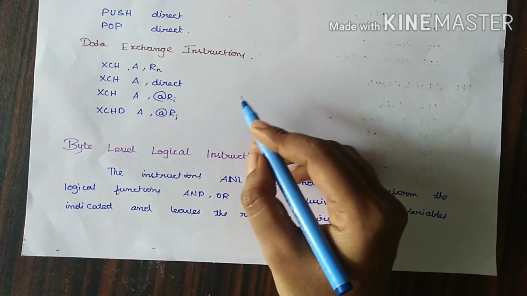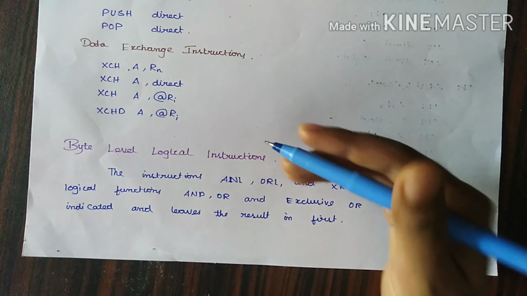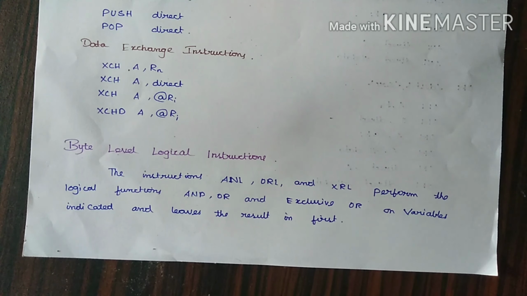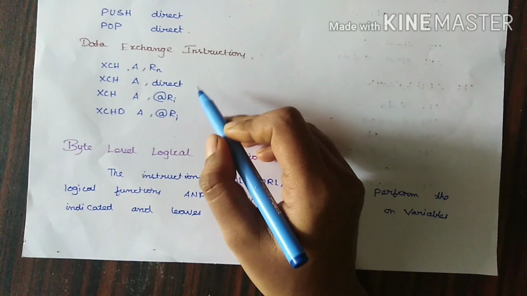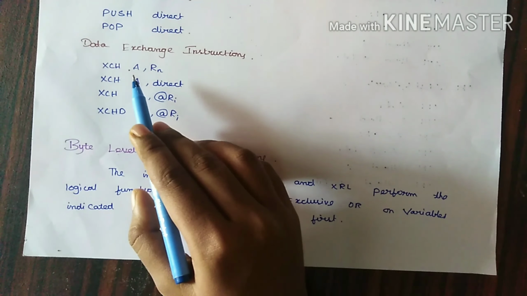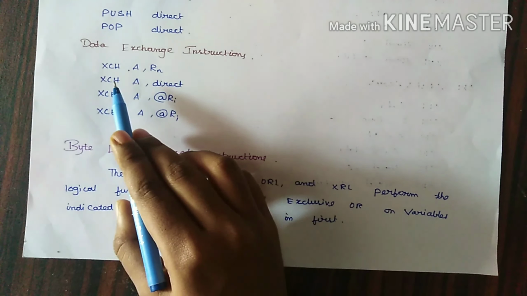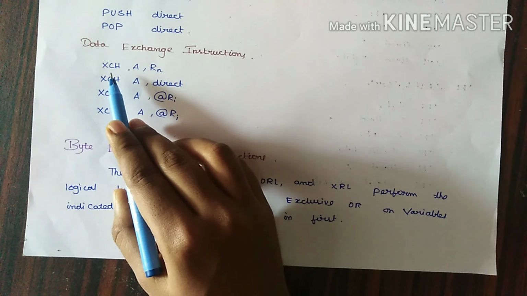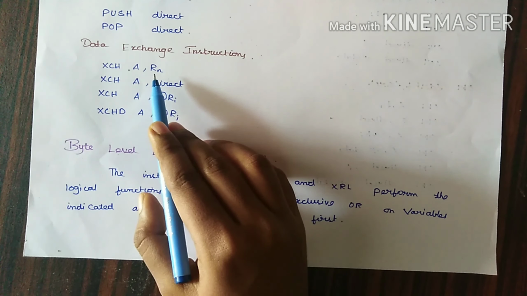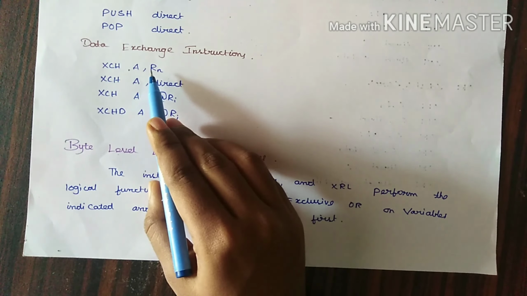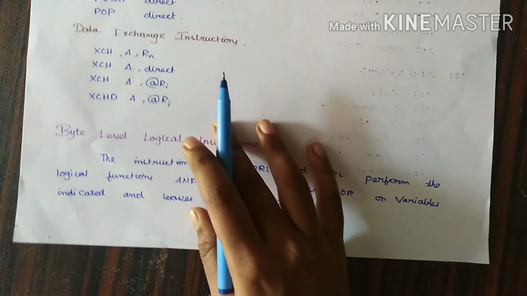And the next instructions are data exchange instructions. Since now we have seen the move instructions, that is, the data from one location will get copied to another location. In these data exchange instructions, the data of both destination and source will get exchanged between them. So here XCH denotes exchange. XCH A comma Rn makes the data of register Rn and the data of the accumulator get exchanged.